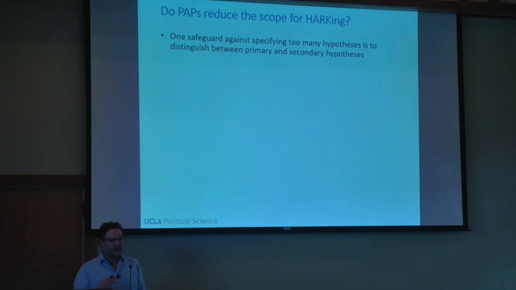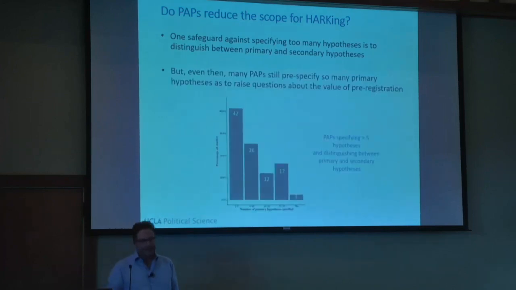Okay? Now, one safeguard against specifying too many hypotheses in advance is to distinguish between those that are primary and those that are secondary. That's totally kosher. However, even then, many PAPs pre-specify so many primary hypotheses that this distinction between primary and secondary loses the help that it might have otherwise provided. So this is a histogram of PAPs that pre-specified more than 5 hypotheses and distinguished between primary and secondary. And you can see that a very large share still pre-specify many, many primary hypotheses.